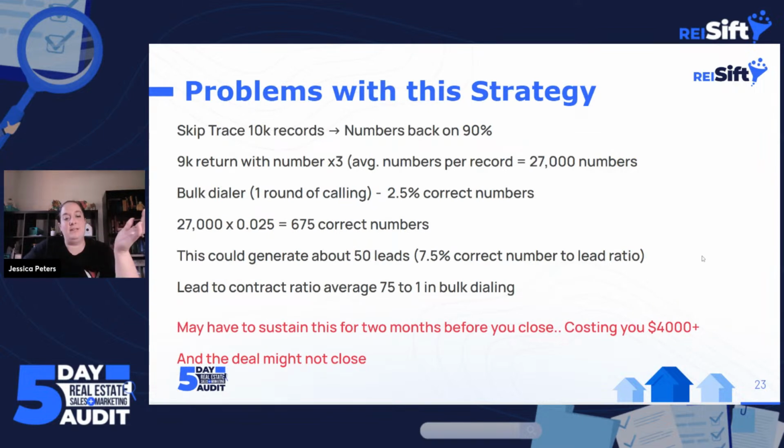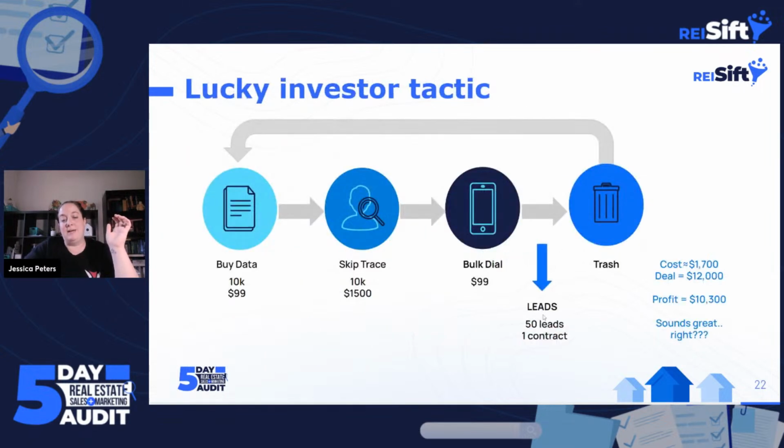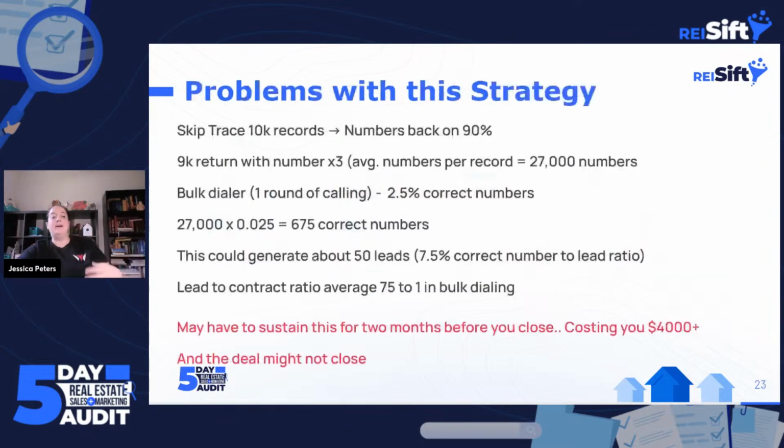Now, that could generate 50 leads. So the 675 correct numbers, we said 50 leads, because a common correct number to lead ratio that we see, a good one would be 7.5% of the correct numbers became leads. So that'd be 50. And the lead to contract ratio, now I said, okay, we got 50 leads and we got one under contract. After talking to some people like Tyler, he says that 75 to 1 is really a good lead to contract ratio in bulk dialing. So we were being generous getting one under contract that first month.